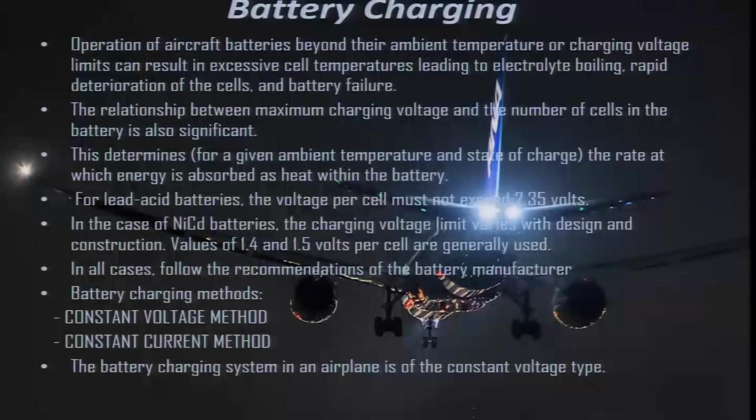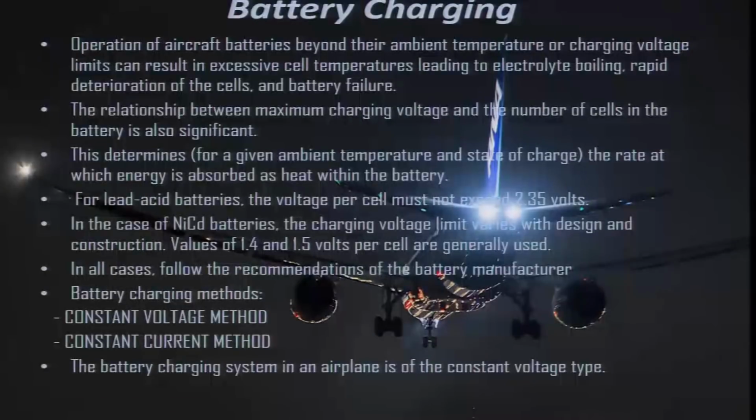For lead acid batteries, the voltage per cell must not exceed 2.35 volts. In the case of nickel cadmium batteries, the charging voltage limit varies with design and construction. Values of 1.4 and 1.5 volts per cell are generally used. In all cases, the recommendations of the battery manufacturer should be followed.